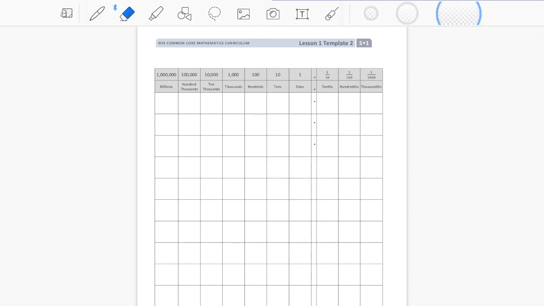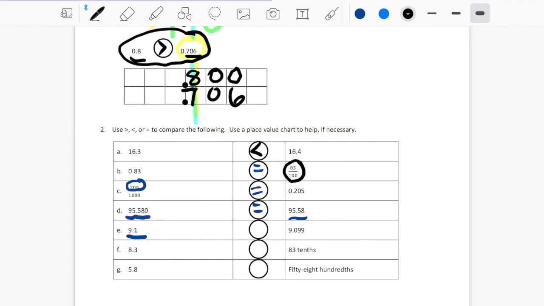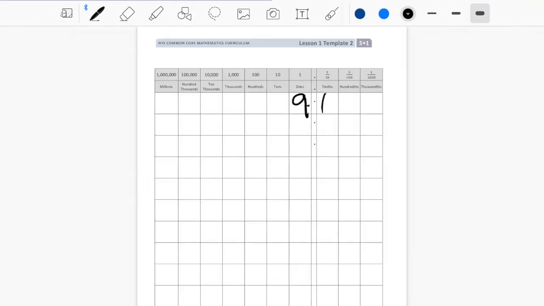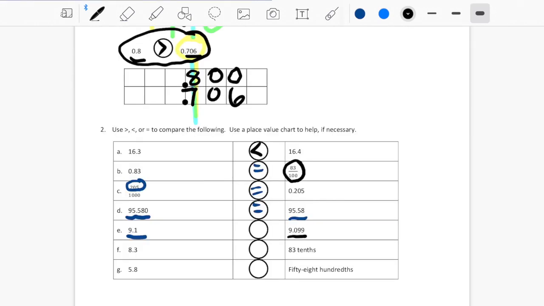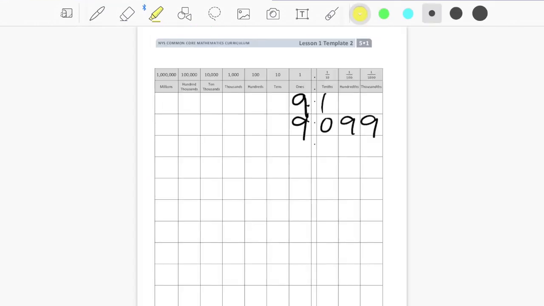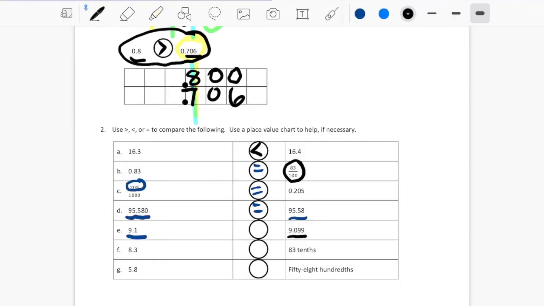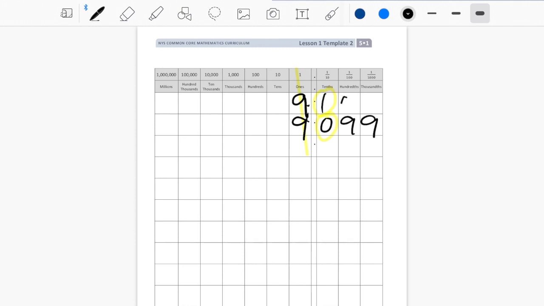I'm going to erase the work. 9 and 1/10 compared to 9 and 99 thousandths. So I can compare my ones the same, tenths. Here I have 1/10, here I have 0/10. 1 is greater than 0. Again, don't get confused. Just because this has more digits doesn't mean it's larger, because these are in fact zeros.